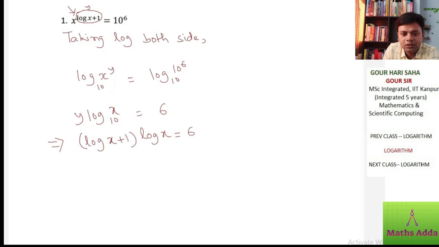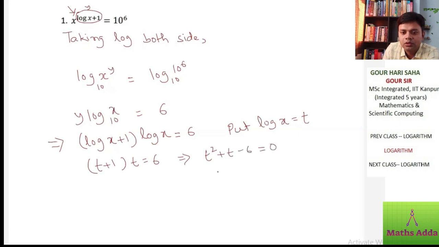Now this is log x plus 1 into log x. It is quadratic of log, so put log x is equal to t. So it is t plus 1 into t equal to 6. It is t square plus t minus 6 equal to 0. This is t plus 3 into t minus 2 equal to 0. So t got two values, t equal to minus 3, t equal to 2.